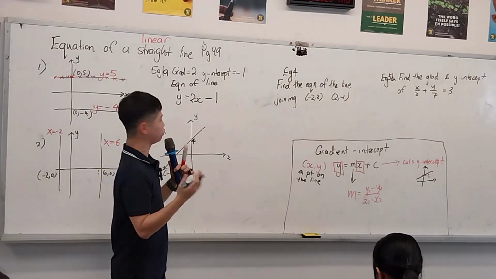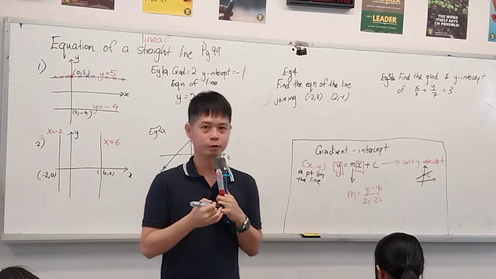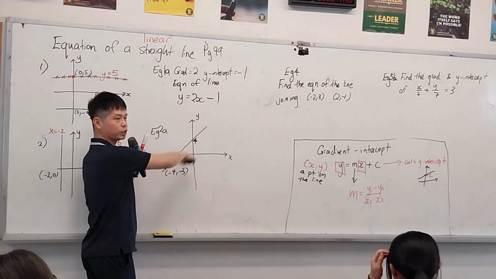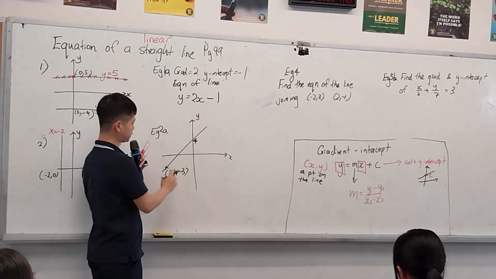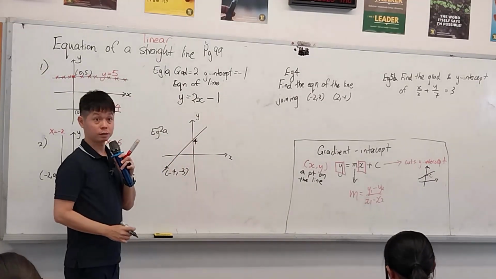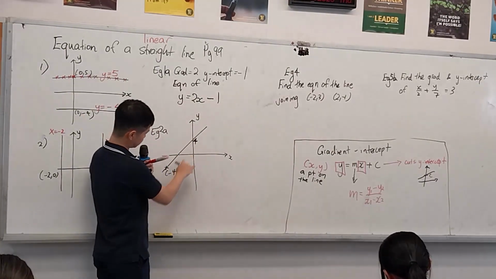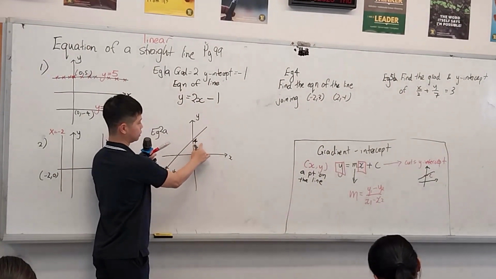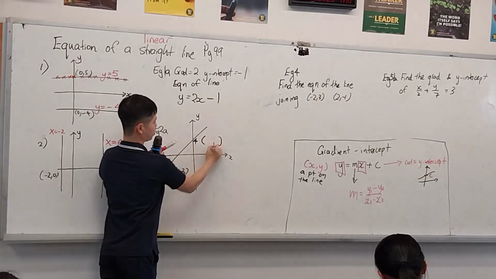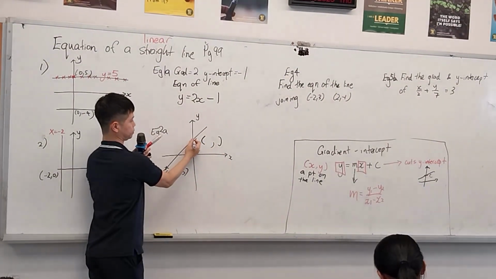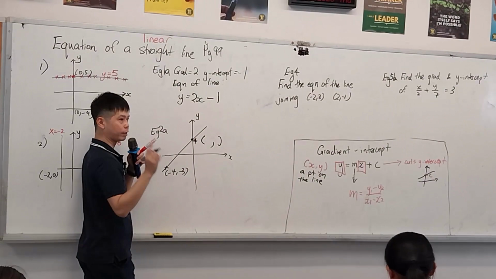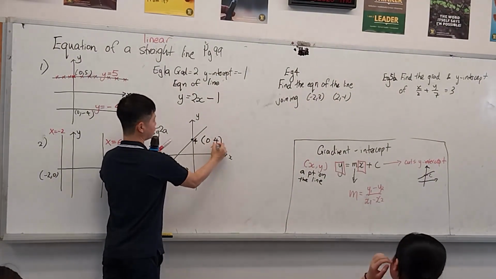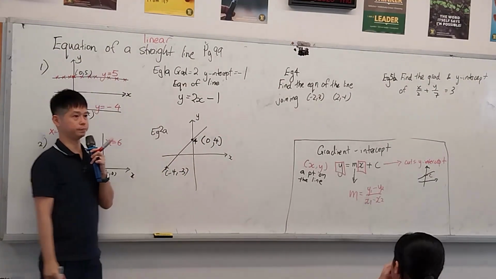I'll give you time, do 1B now. Okay, now I want to find the equation of this line. So what I'll do is, first I need to find the gradient. Oh, but I got a problem. I don't know what this y is, what this x is. So you write it down. What do you think is this coordinate here? Yeah, correct. 4, 0 or 0, 4? This is 0, 4. So I got a point here and I got a point here.